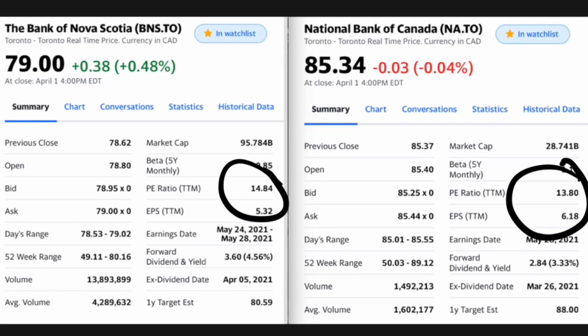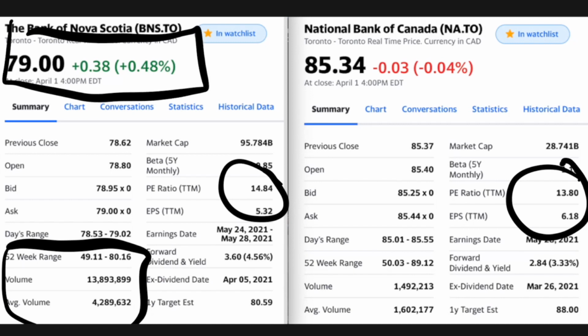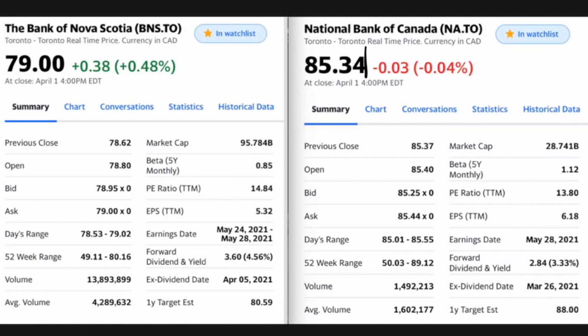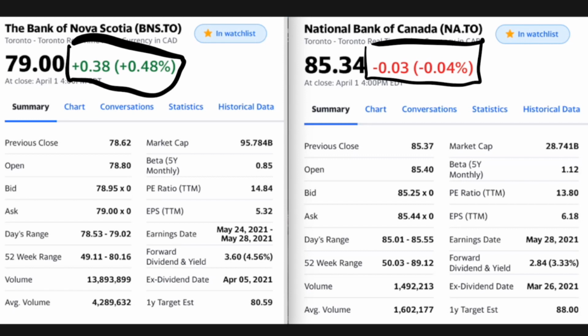That is one option. However, what you want to also look at is the volume concerning the price of the stock. So as we can see here, National Bank on the exact same day was down 3 cents, while the Bank of Nova Scotia was up 38 cents. The PE ratio, however, is cheaper for National Bank and more expensive for the Bank of Nova Scotia. So why would there be more money flowing into the Bank of Nova Scotia versus the National Bank of Canada? Well, actually, we can look at the volume now.